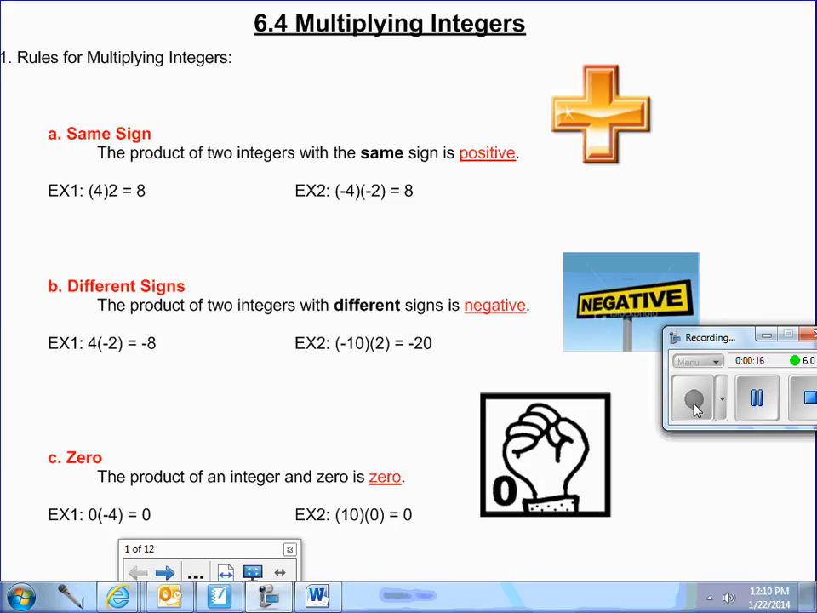When you're multiplying, the product of two integers with different signs is negative. Example: 4 times negative 2 is negative 8. Example 2: negative 10 times 2 is negative 20. C, 0. The product of an integer and 0 is 0. No matter how many numbers you're multiplying, if you have a 0 in there, your answer will always be 0.